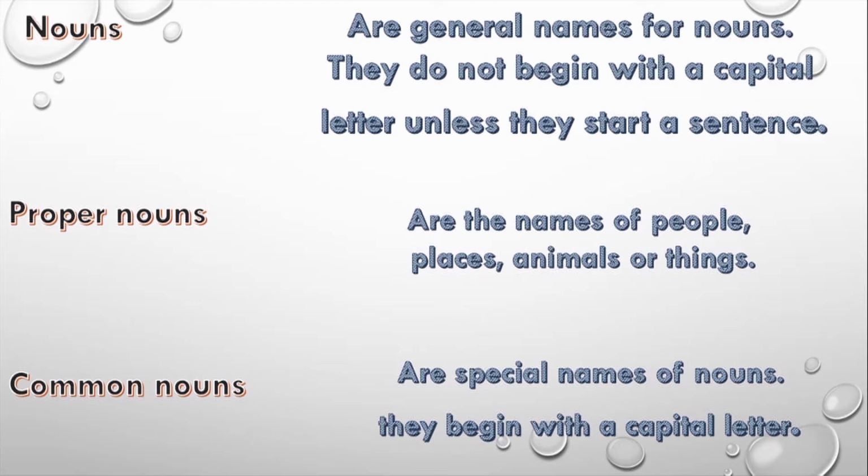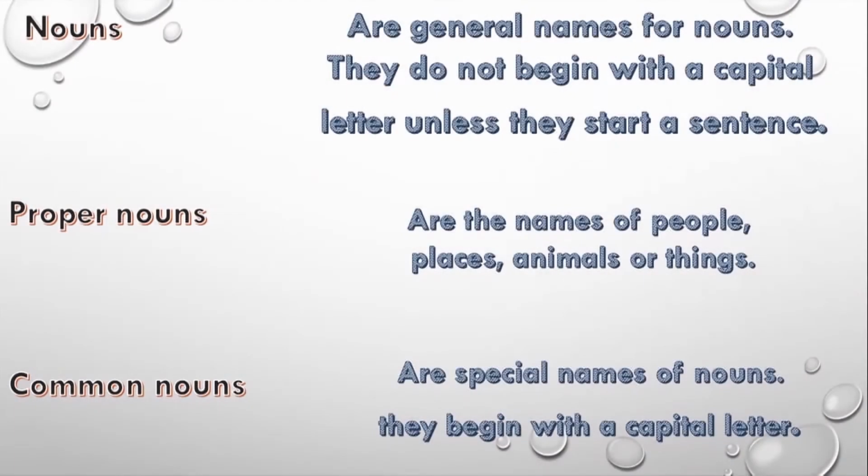So, our general names for nouns, they do not begin with a capital letter unless they start a sentence. So that's one. Does that go for nouns? Does it go for proper nouns? Or does it go for common nouns? It can't go for all three, it's one out of them. The second definition is the names of people, places, animals, or things. So again, nouns, proper nouns, or common nouns. You decide. Finally, our special names of nouns. They begin with a capital letter. So, which one would that one go for?